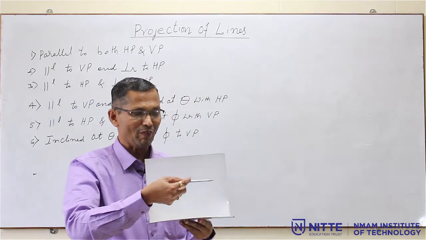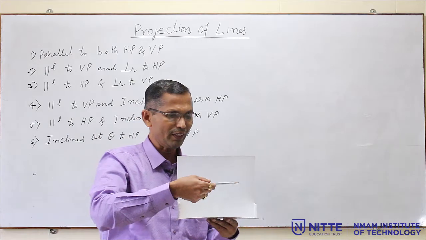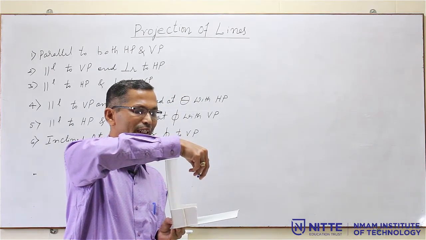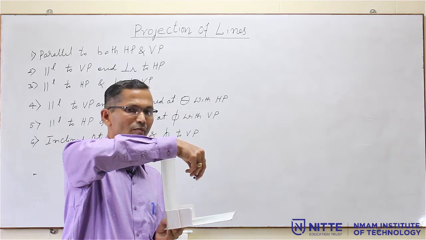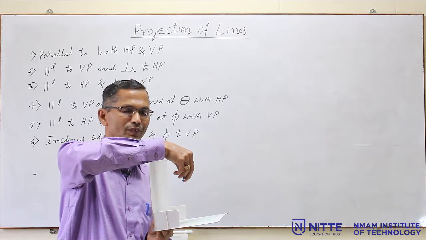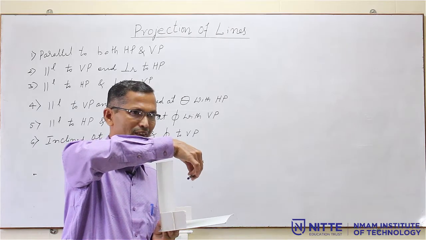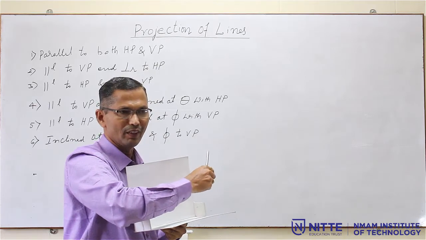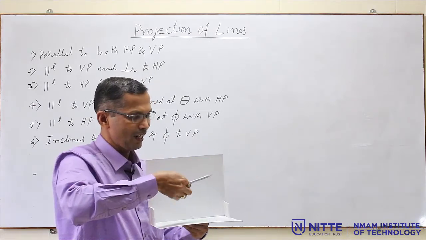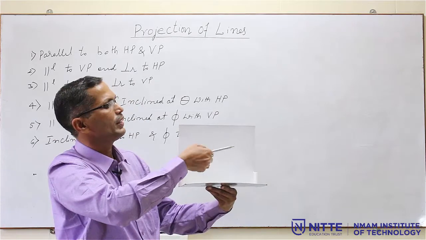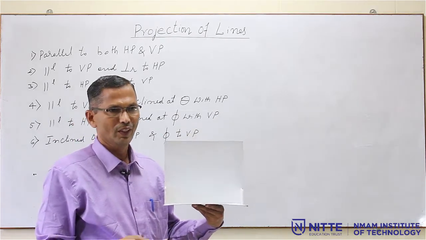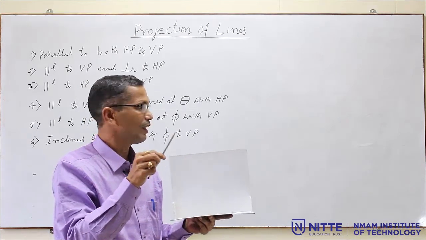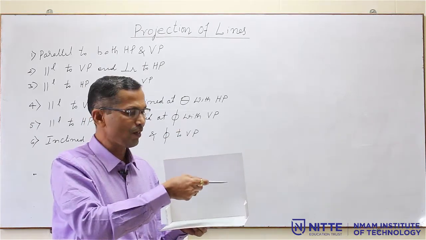Now, the profile view. I will rotate it so that you can see. If you observe from this direction, how does the straight line look? This is the profile view, and it looks like a point. That means a profile view will be a point on the side wall. There is a side wall here, and if you observe from here, it looks like a point. So, this is how the front view, top view and profile view look for the first condition, that is, parallel to both HP and VP.